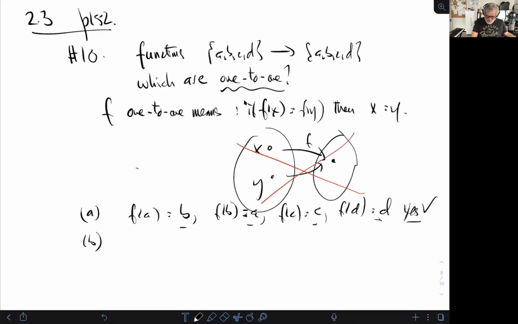F of a equals b, f of b equals b. This is bad, right? No, right? I don't have to go further than that. I have 2 different elements being mapped to the same output.